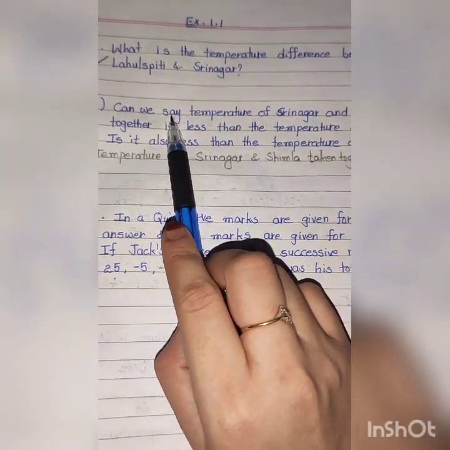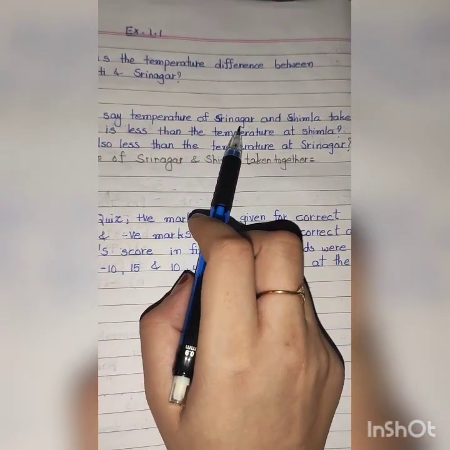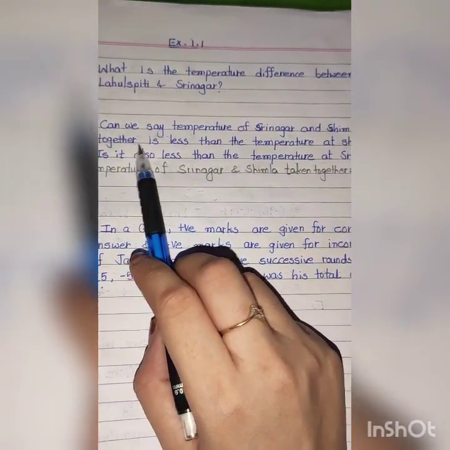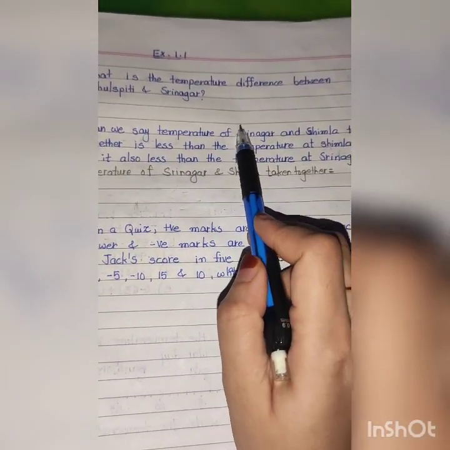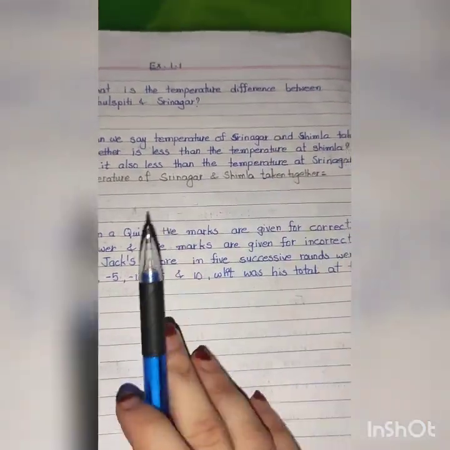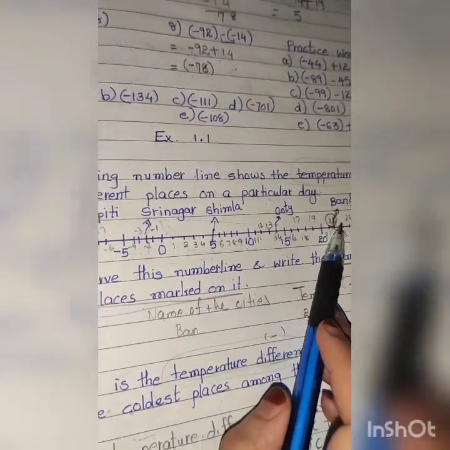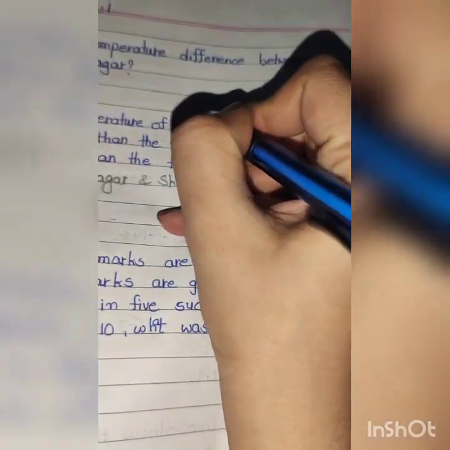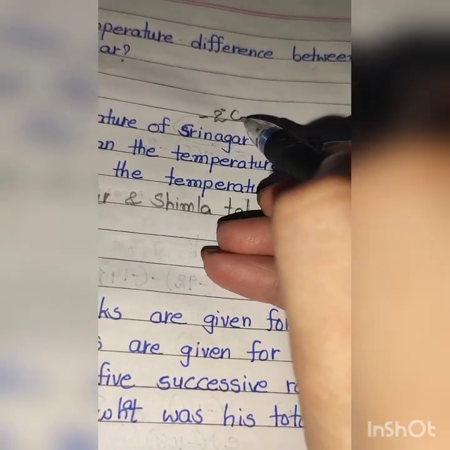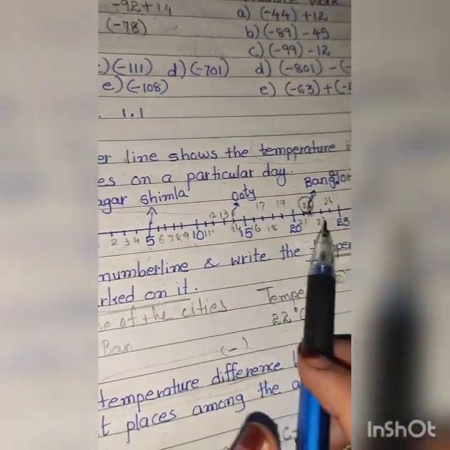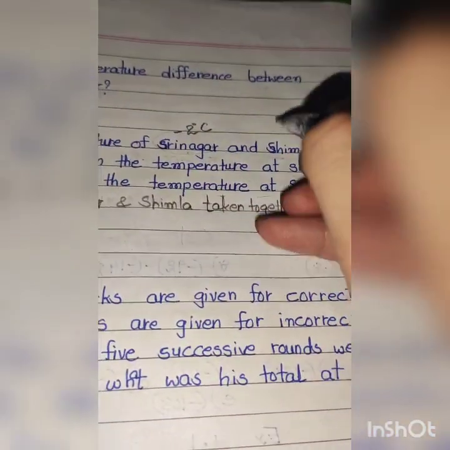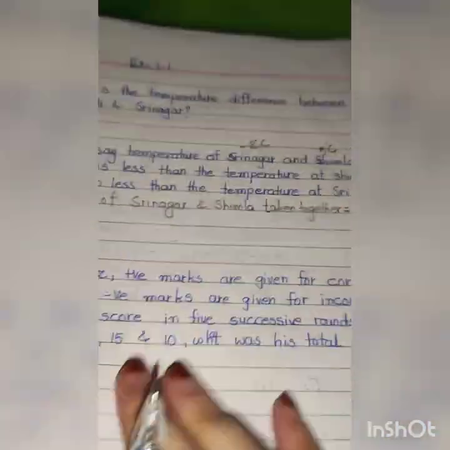Can we say temperature of Srinagar and Shimla taken together? Means you have to take the temperature of Srinagar and Shimla. Now let's see what is the temperature of Srinagar. Yes, follow it. Minus 2. So minus 2 degrees Celsius is the temperature of Srinagar. Let's check Shimla, where is it? Here. Shimla's temperature is 5 degrees Celsius.